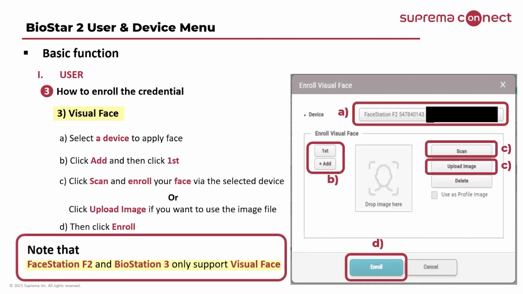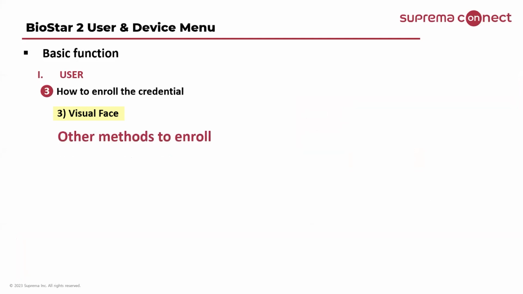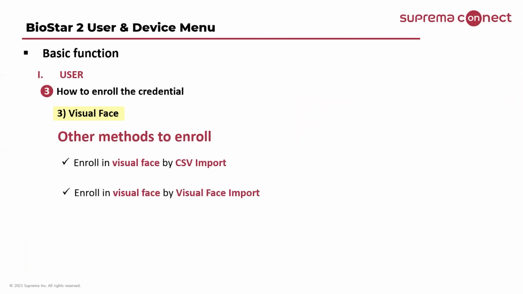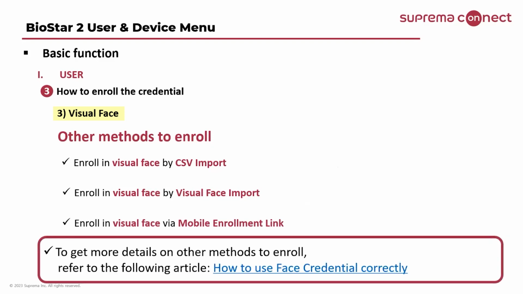However, please note that Face Station App 2 and BioStation 3 only support this type of credential. On the visual face credential, there are other methods to enroll. For example, you can enroll the visual face by CSV import, and you can enroll the visual face by visual face import. And also, you can enroll the visual face via mobile enrollment link. To get more details on other methods to enroll, please refer to the following article.